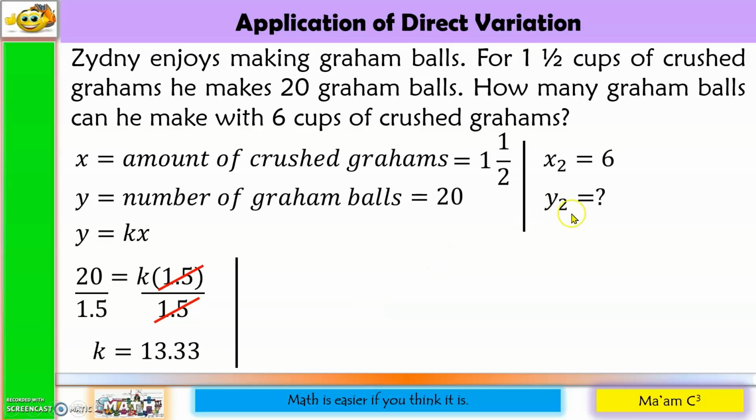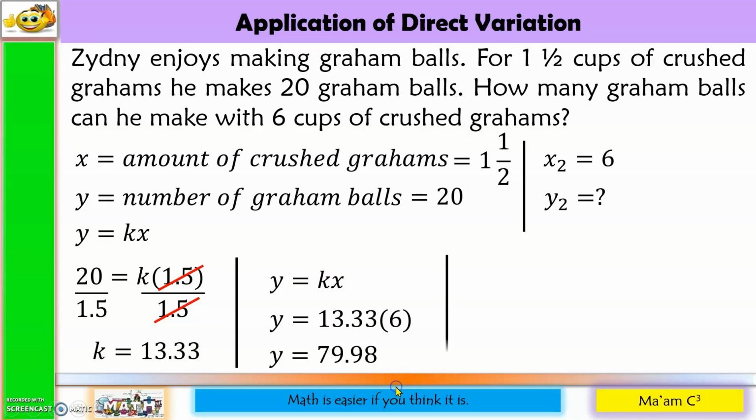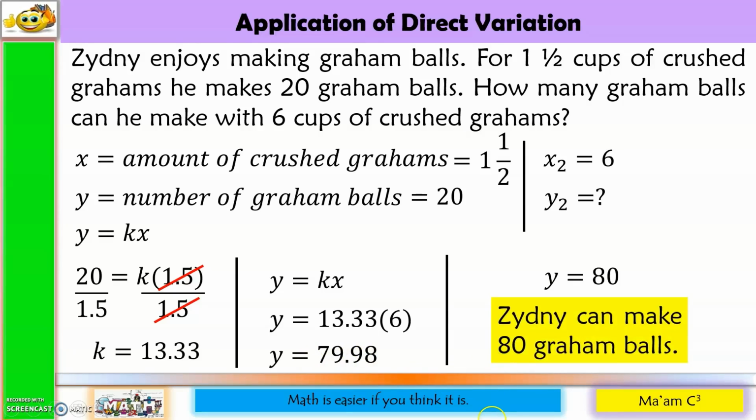Now, let us solve for the value of y sub 2. So once again, y is equal to kx. This time, our k is 13.33 and our x is equal to 6. Let's substitute. 13.33 times 6 is 79.98. Round off, y is equal to 80. Therefore, Sydney can make 80 graham balls.